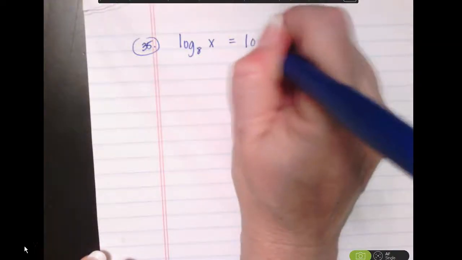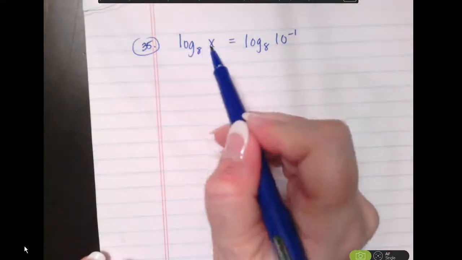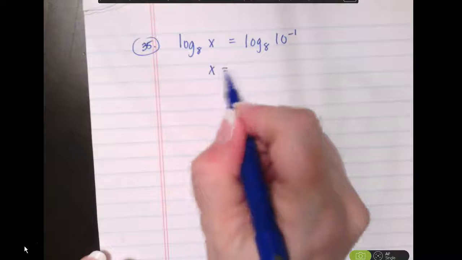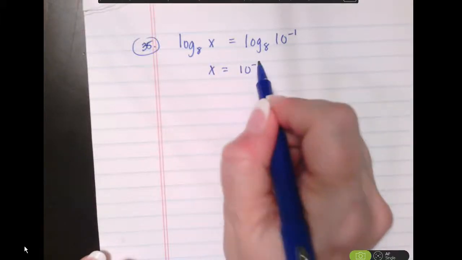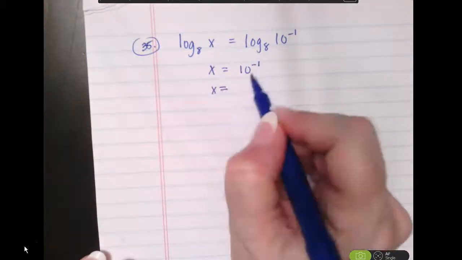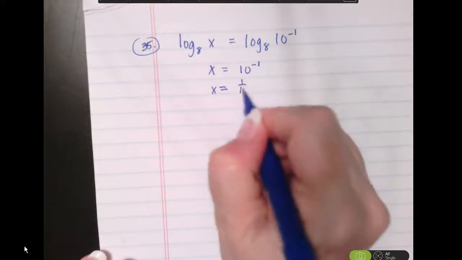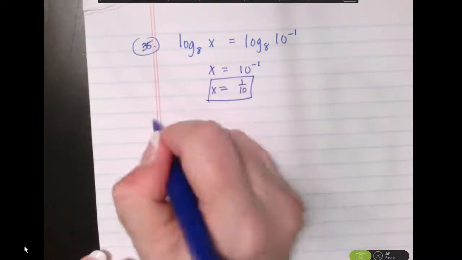Okay, so number 35, let me get a new paper here. Got the log base 8 of x equals log base 8 of 10 to the negative 1. So basically I've got log base 8 of a thing equals log base 8 of another thing. So the best way to do that is to drop the logs. 10 to the negative 1, we said earlier, is 1/10.